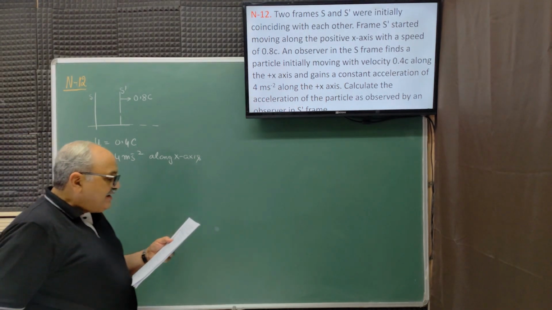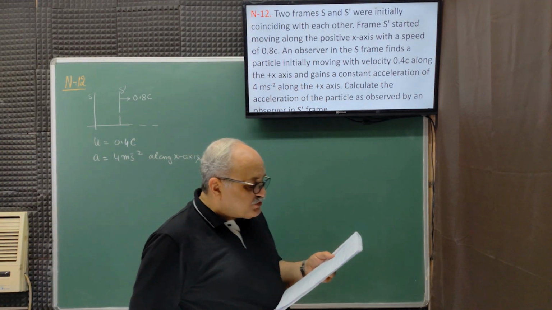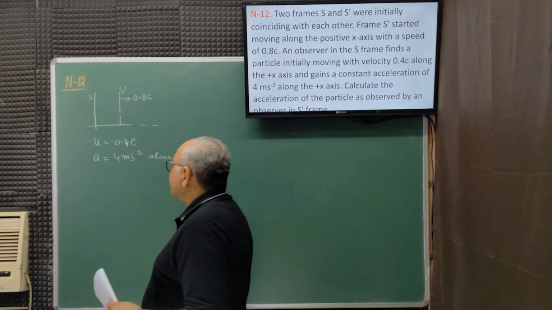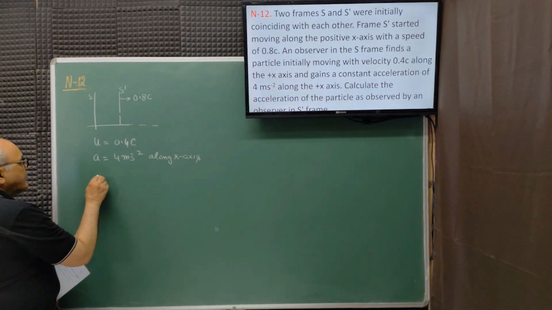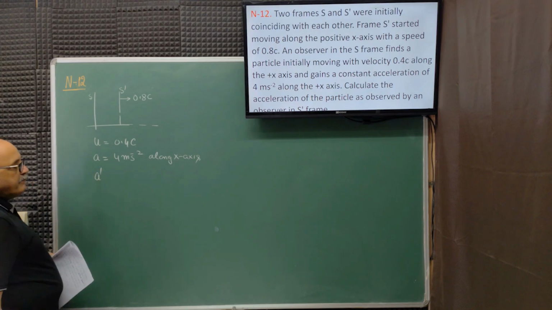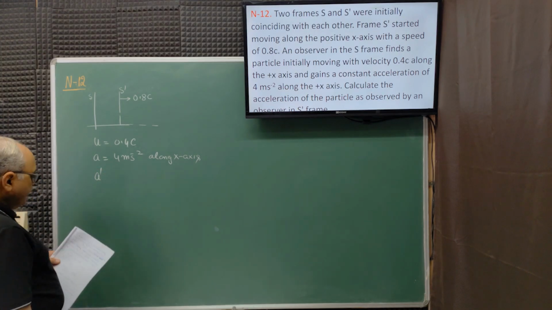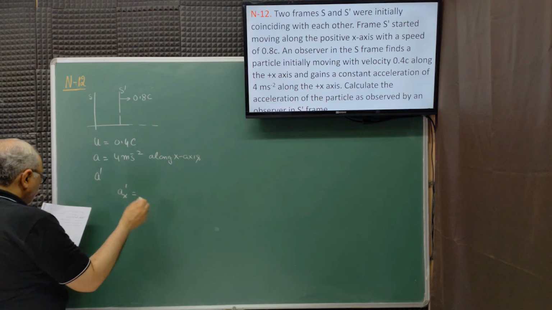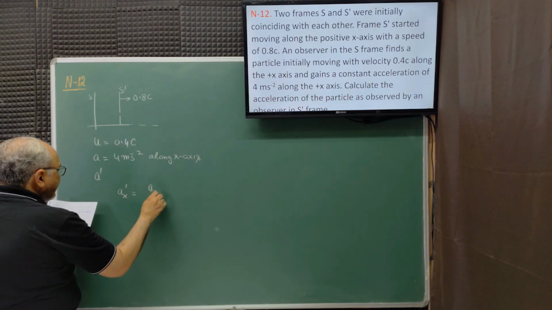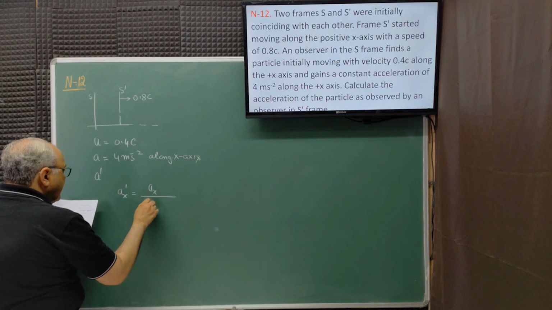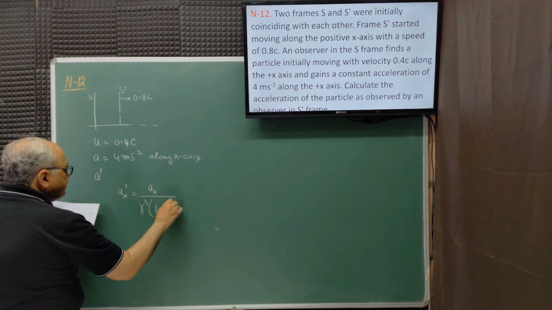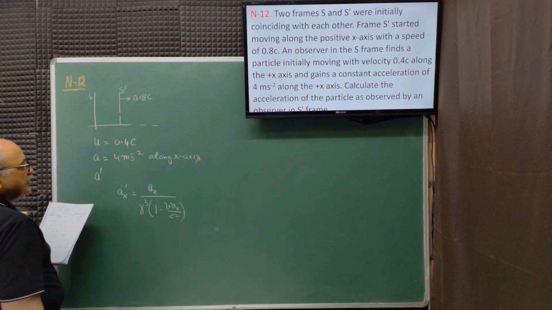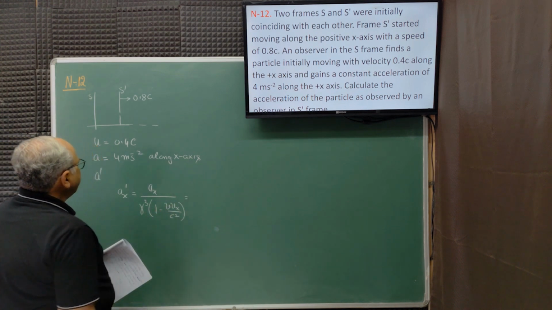We have to calculate the acceleration of the particle as observed by the observer in frame S dash. We have to find out what the acceleration is in frame S dash. So from the relation for the acceleration transformation, a' equals ax divided by gamma cubed times (1 minus v vx divided by c squared). The rest, we only have to put in the values.